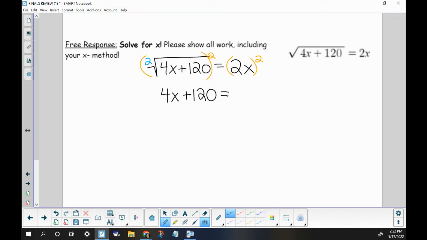And then what is 2 squared? 4. What does x squared become? Yes, x squared. All right, and then we have that.